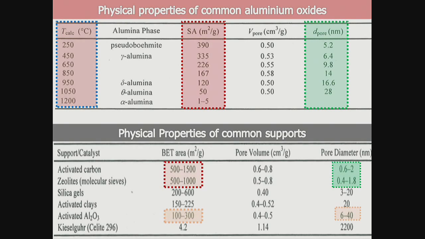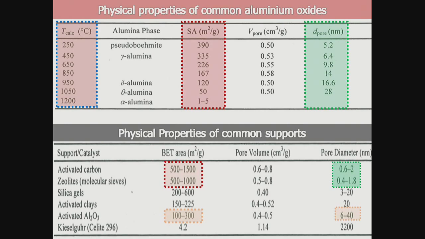Next thing to say, because we'll come back to the aluminas themselves in a minute, is look at the various characteristics. The activated alumina has automatically got a lower surface area. Lower surface area means less potential for reaction, so a lower reactivity. The zeolites and the carbon have large surface areas.